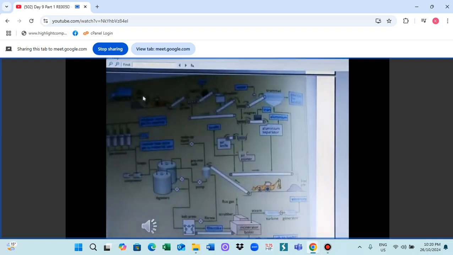So this process is an overall view diagram for the bioenergy, the processing diagram. So all the biomass is stored in the container and then transmitted. This gas energy is transmitted to the various applications.